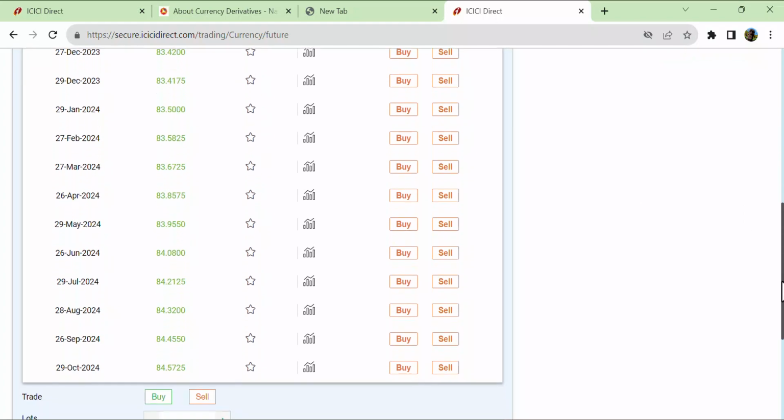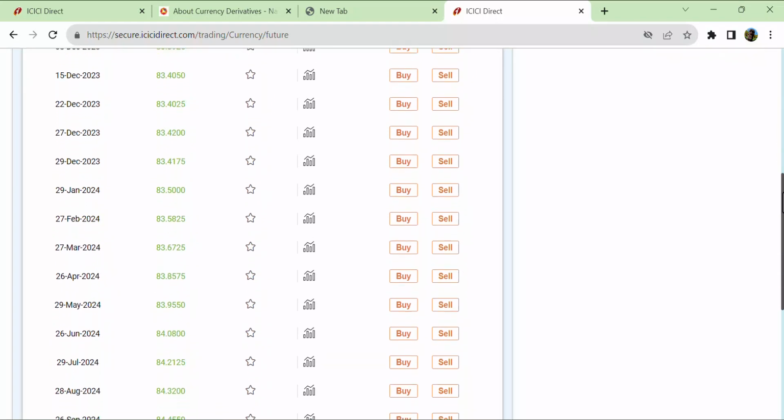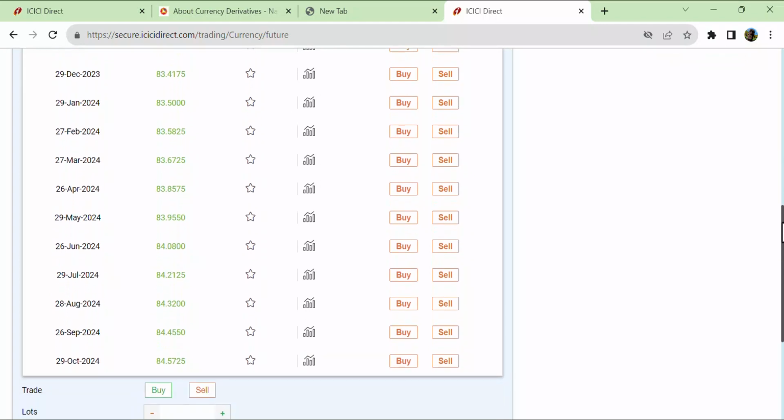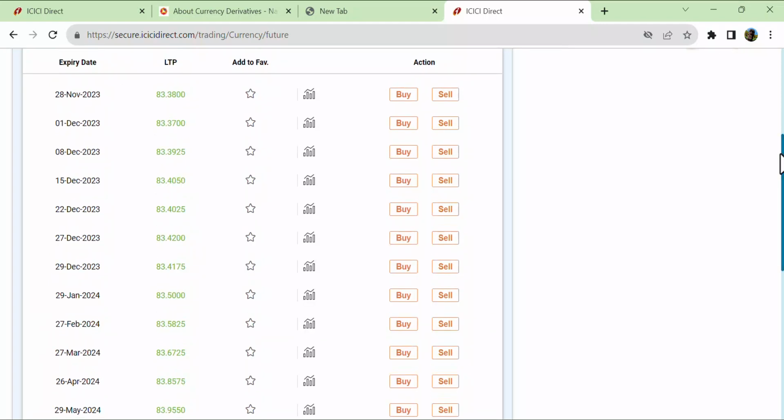Look at it. It's starting at 83.838, and now the dollar after 12 months is available at 84 point, so it's giving some indication, 84.572. Take it on a calculator. If you have to book an order for October 2024, then the price is somewhere around 84.5725, minus the price as of today for the November contract, which is 83.38, isn't it?